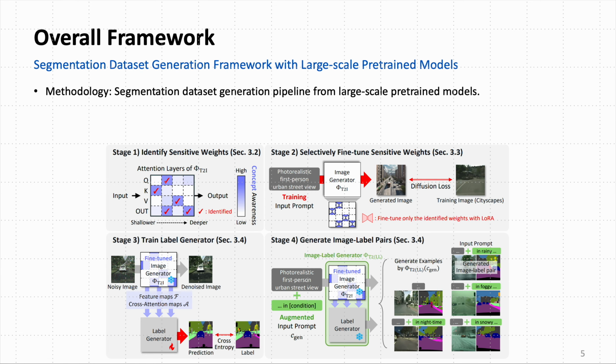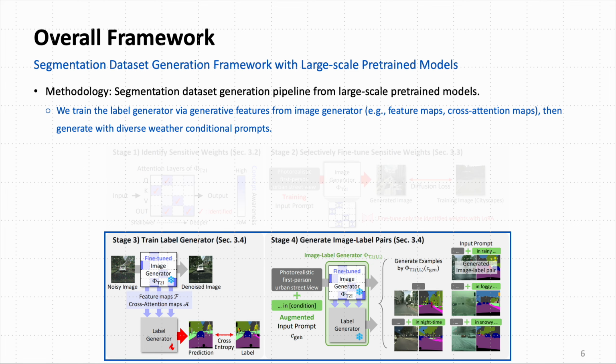Our pipeline has 4 stages. First, we identify the weights sensitive to a target concept. Second, we fine-tune only those weights with LoRA. Third, we train a lightweight label generator on top of the fine-tuned model. And finally, we generate diverse image-label pairs with augmented prompts. Let me introduce stages 3 and 4 first.